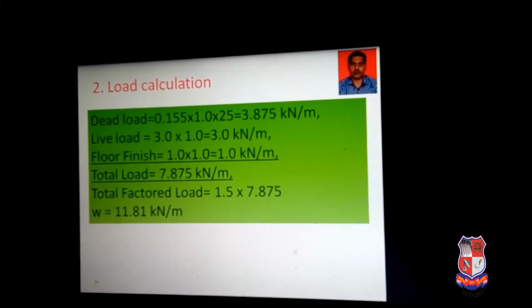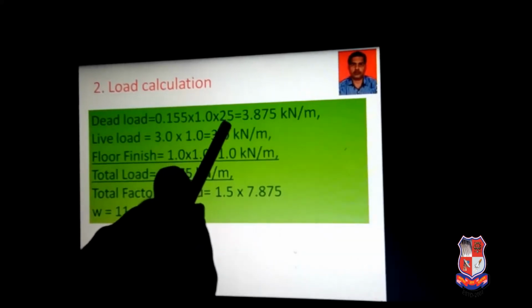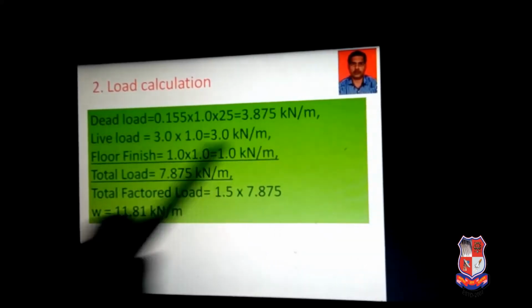The next step is the load calculation for the given capital D value which we have obtained. So the dead load comes 0.155, that is in meter, multiplied with design width 1 meter, and the density of the material, that is 3.875 kN per meter.